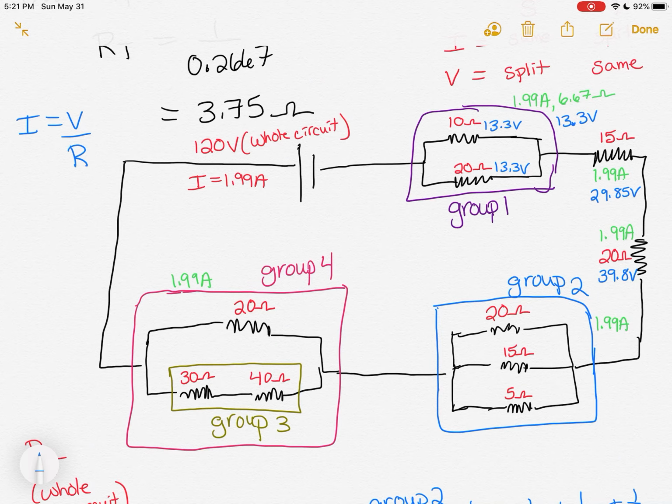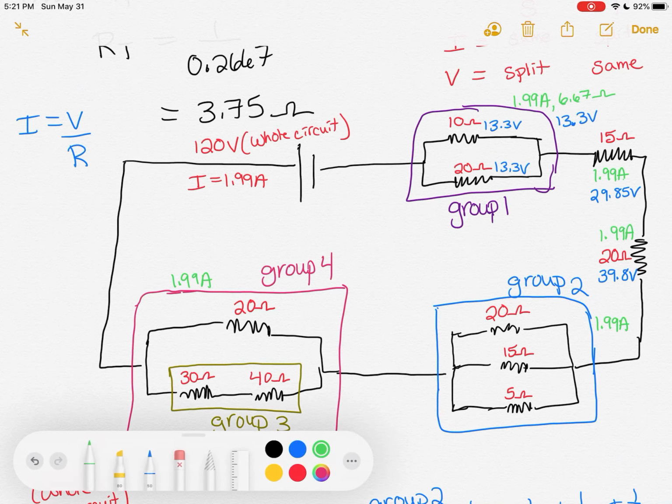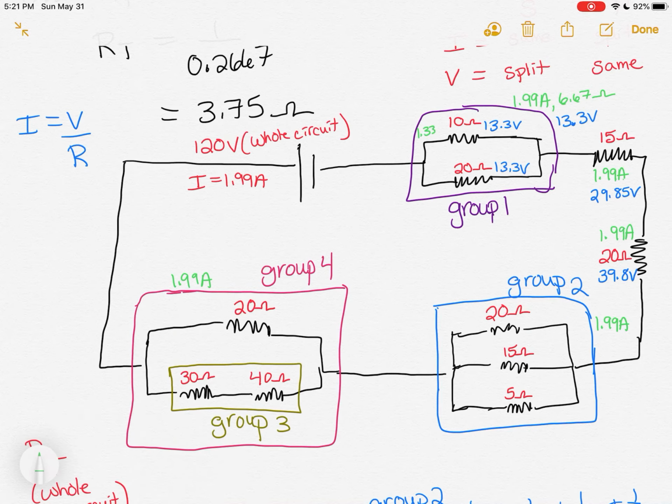Okay, and so then we can use the voltage and the resistance to find the current through each section. So if we start with the top resistor, that 10 ohm resistor, our current is going to be our voltage, 13.3, divided by our resistance, which is 10. And so the current going through the top one is 1.33 amps.